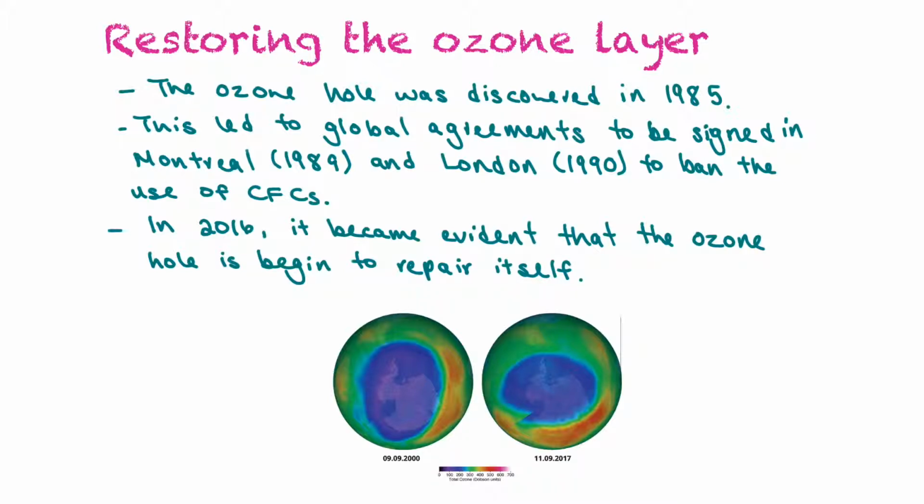This led to global agreements to be signed in Montreal in 1989 and in London in 1990 to ban or drastically halt the use of chlorofluorocarbons. And it's been many decades, but by 2016 it became evident that the ozone hole is beginning to repair itself, even though it will take quite some time, many decades still, to completely repair itself.